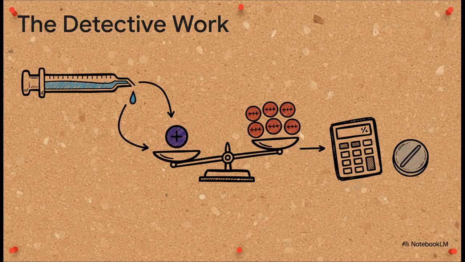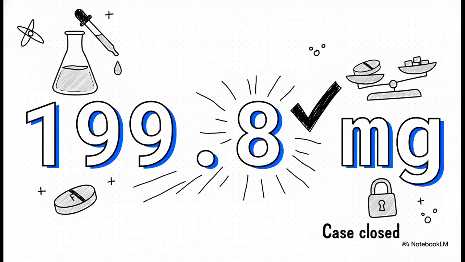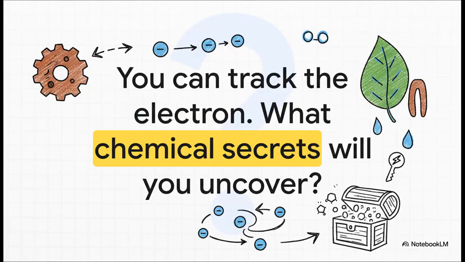And from there, the detective work is pretty simple. We measure exactly how much of our purple solution we used to get that pink color. Then we look at our balanced equation, which tells us that for every 1 permanganate ion, 5 iron ions reacted. And from that ratio, it's just a bit of math to figure out the exact mass of iron that was in the tablet. So what did our investigation find? The lab results are in, and the tablet contains 199.8 milligrams of iron. The company's claim of 200 milligrams was right on the money. Case closed.